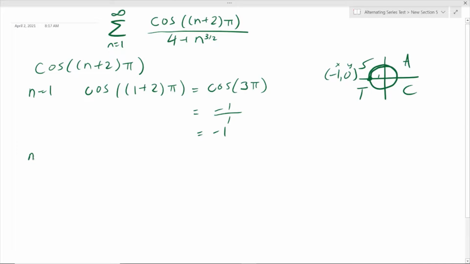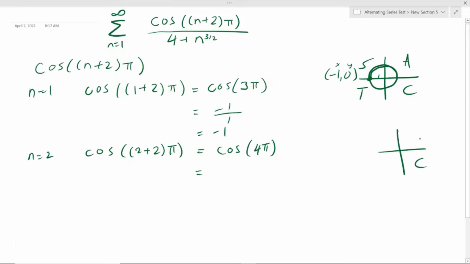Now for n equals 2. So n equals 2, cos, we're going to plug in 2 here. So cos 2 plus 2 times pi, and we are going to get cos 4 pi. And then we look at this diagram again, CAST diagram, and we go, okay, well, it's going to be 1 pi, 2 pi, 3 pi, 4 pi, and we end up here. This is going to be 1, 0, so this is also 1. So 1 over 1, it's going to give us 1.